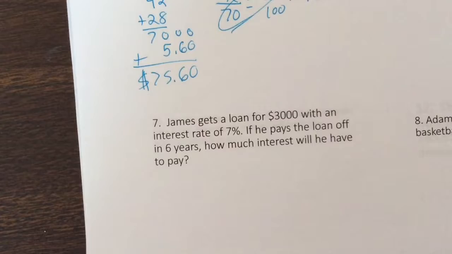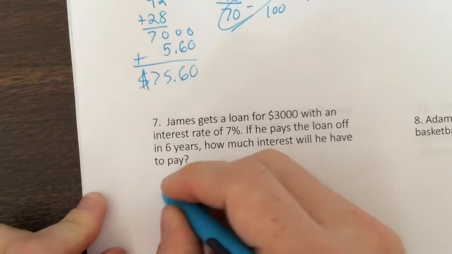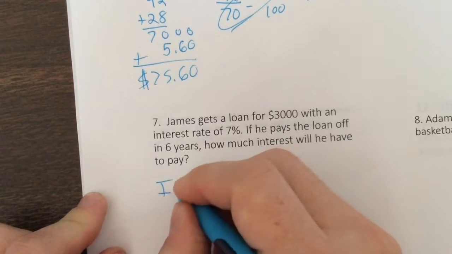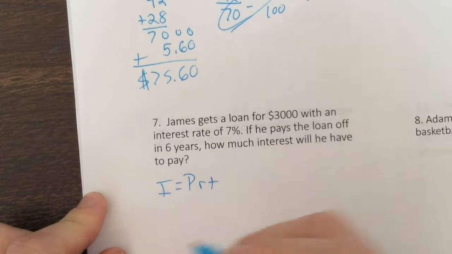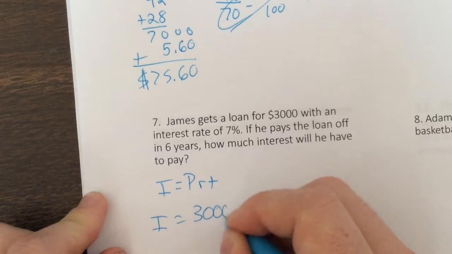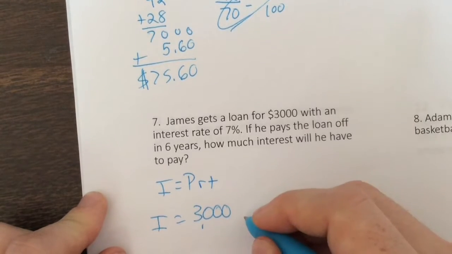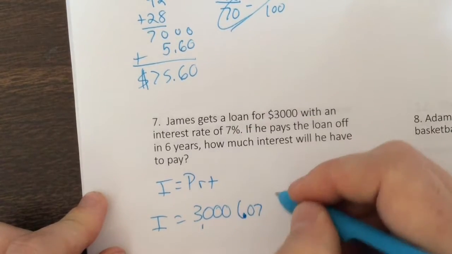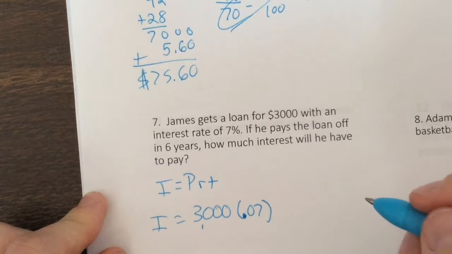All right, now we go on to simple interest. James gets a loan for $3,000 with an interest rate of 7%. If he pays off the loan in 6 years, how much interest will he have to pay? So this is I equals PRT, and so we'll fill in the numbers. Remember, principal is a dollar amount. The initial amount invested. The rate has to go as a decimal. So convert 7% to a decimal, you should get 0.07.